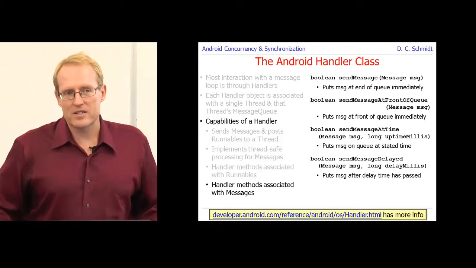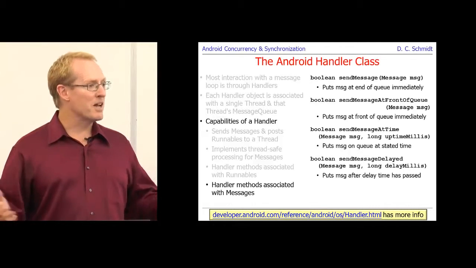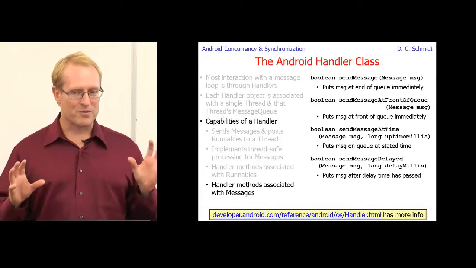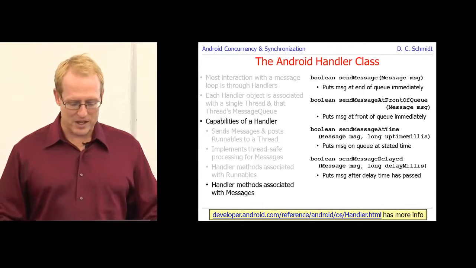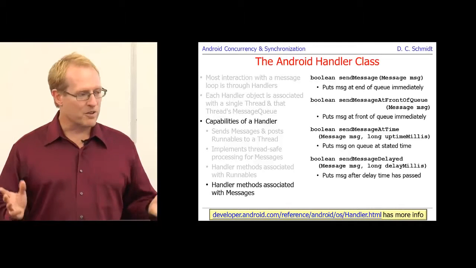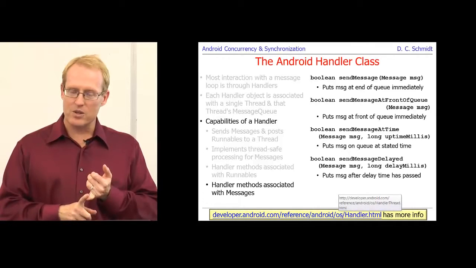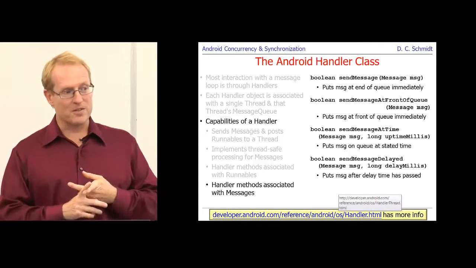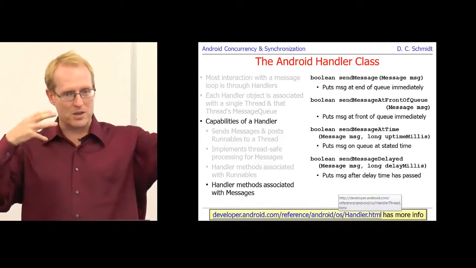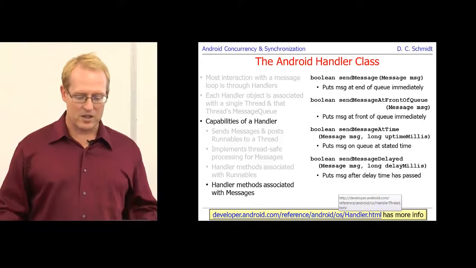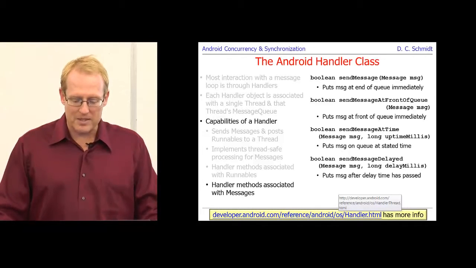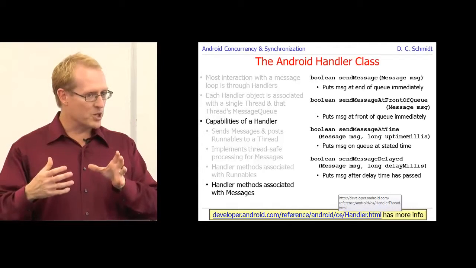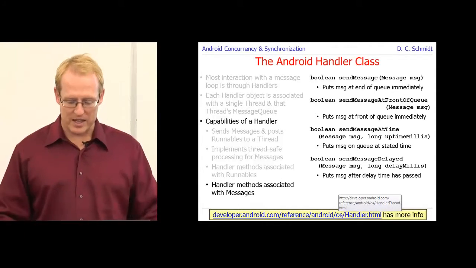There's also a set of methods that handlers have for being able to send messages. We'll talk shortly about message versus posting a runnable. They're different kinds of things intended to be used for different kinds of purposes. There's a bunch of different send operations. There's send message that you can use to put the message in the queue immediately. And there's send message at front of queue, which puts the message at the front of the queue as opposed to the back of the queue. By default, it goes to the back of the queue. There's send message at time and send message delayed that go ahead and stick things into the queue based on the time relationships that you identify when you pass the thing in.